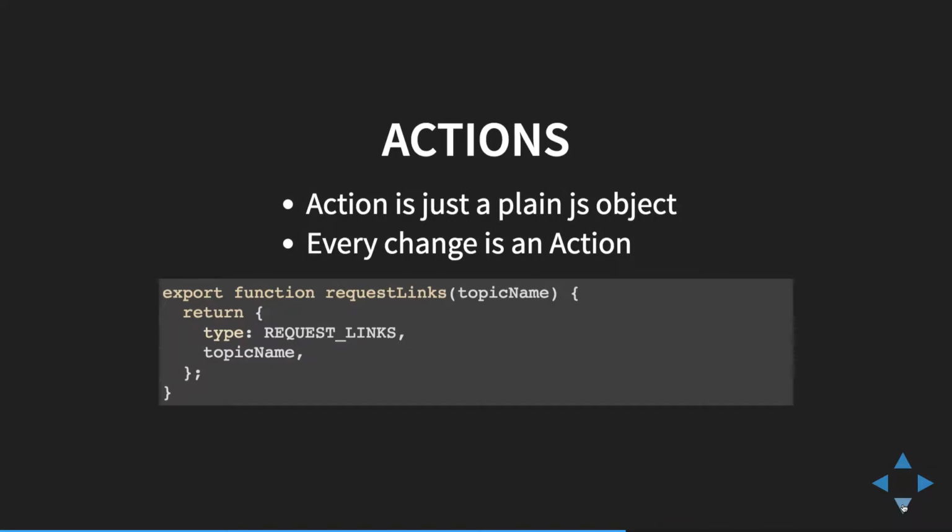So with actions, after you dispatch the action, this is what an actual action is. It's just a plain JavaScript object. Every change is an action, and it's essentially this type. So type is how you identify an action, and then it has a payload, and that payload is the data going back and forth from the store.